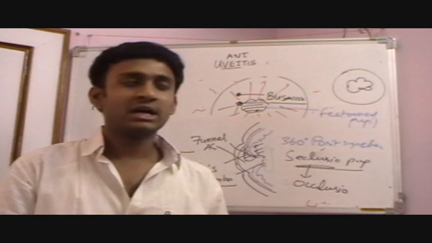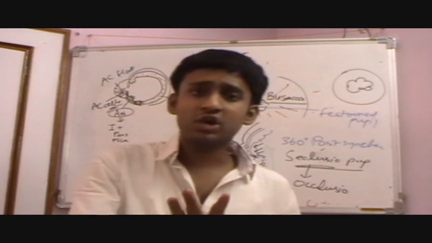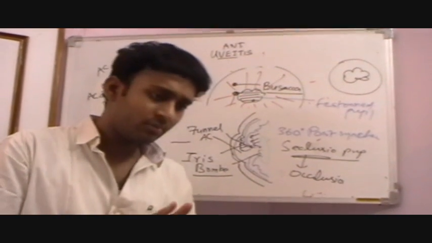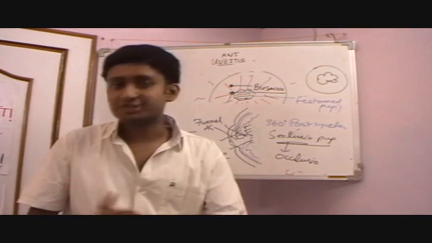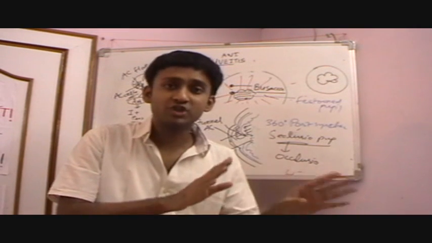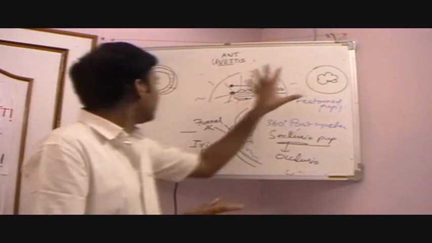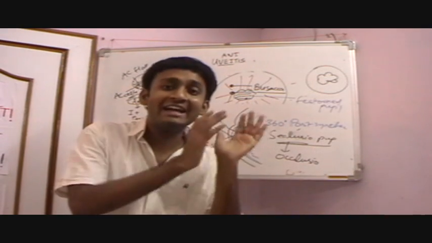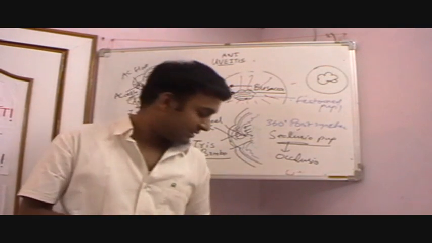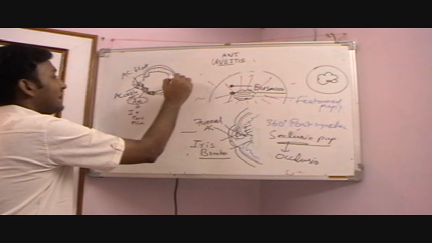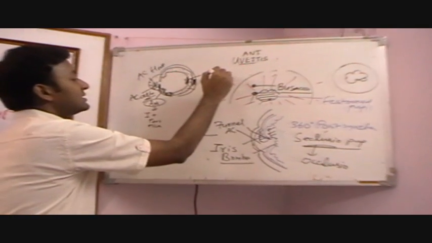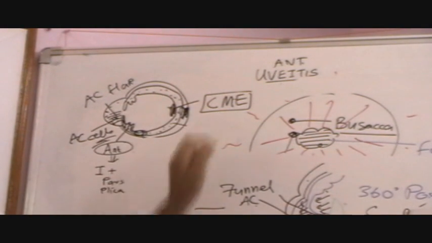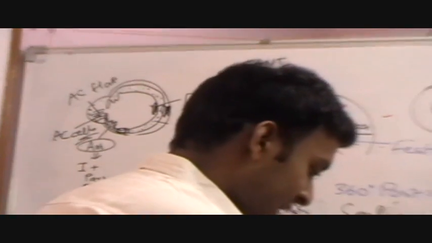Very important point. They will ask another question. What is the most common cause of visual disturbance because of a posterior segment pathology? The most common posterior segment pathology leading to diminished vision in anterior uveitis is CME. There's going to be an edema of the retina. Cystoid macular edema, CME. Okay, so that is with the anterior uveitis.